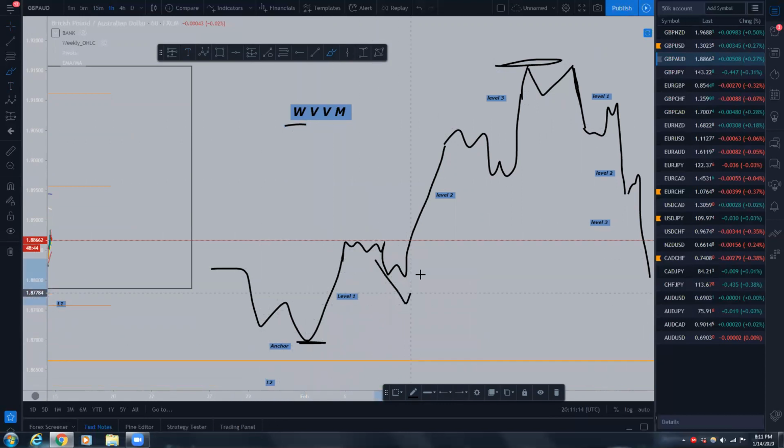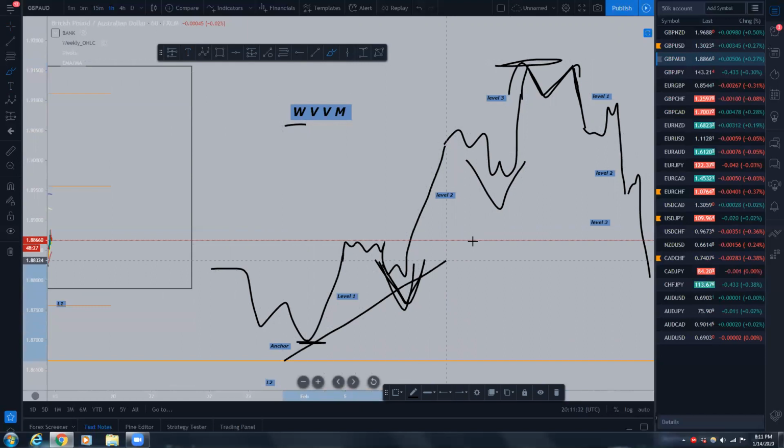And then at level 1, you want to see a V bottom. So it will look like a W, yes, 100%. But you want to see a V bottom. And then at level 2, you want to see another V bottom. And then at the top, you want to see an M. So WVVM. This is your upward trending cycle.